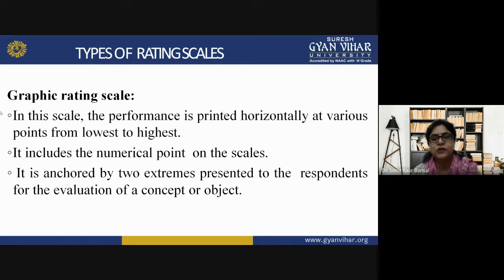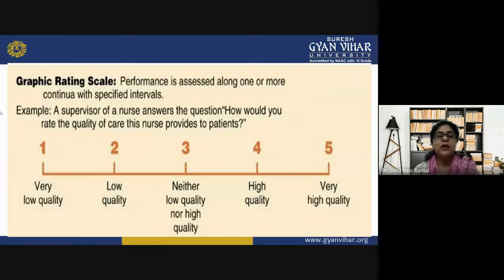Generally, we denote X or Y to some object and then we just rate it graphically. How much lowest and how much highest, and how it is proceeding towards highest or lowest. Is it decreasing? Is it increasing? We are going to give a very beautiful graphical presentation of our ratings. So this is graphic rating scale. Now let's understand that with one example. Performance is assessed along one or more continua with specified intervals.